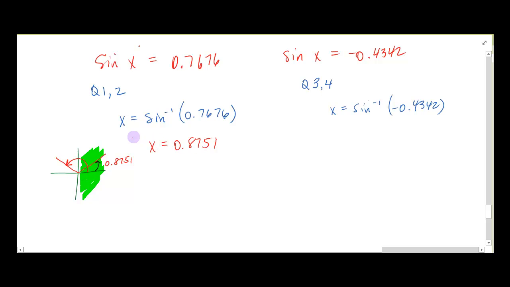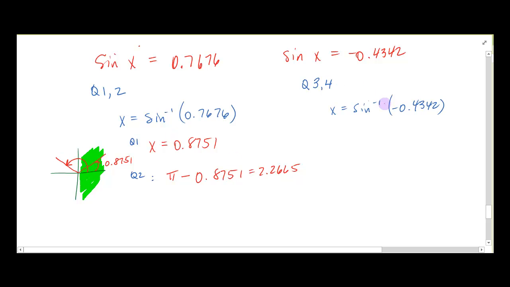So this is quadrant 1. And quadrant 2 is going to be then pi, because I've got to go all the way to pi, and then I'm going to subtract off this little pi shape, this little bit right here. So I'm going to say that that's going to be pi minus 0.8751. And that gives me 2.2665. So I have my two angles that are occurring in quadrants 1 and 2.